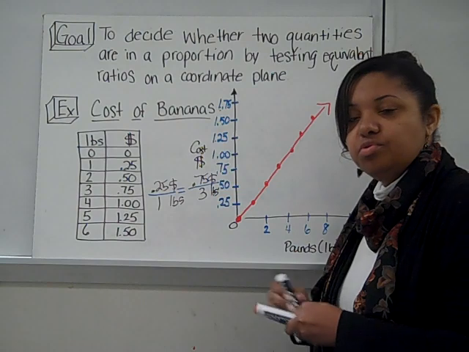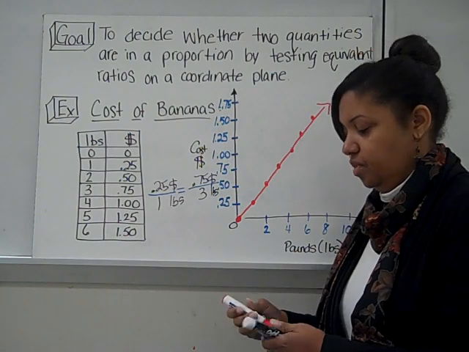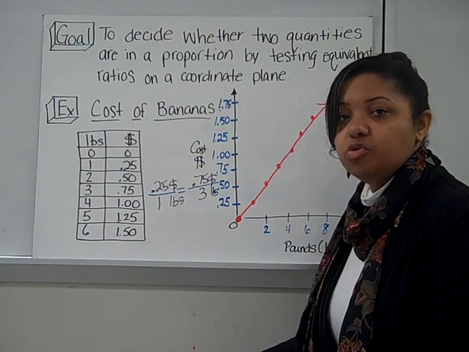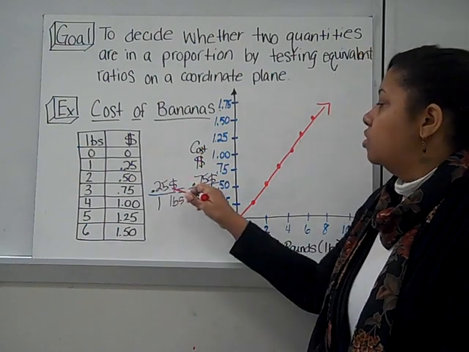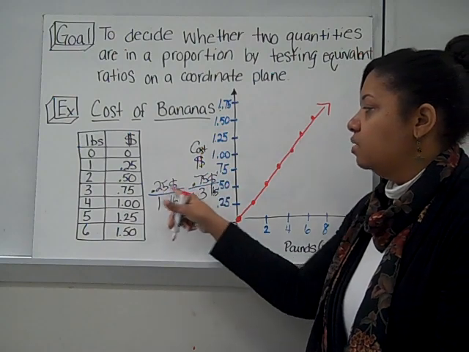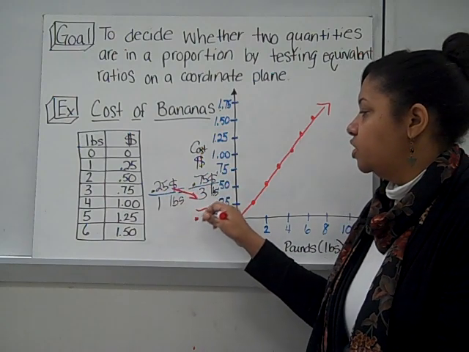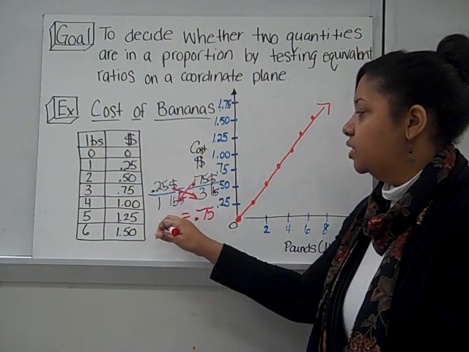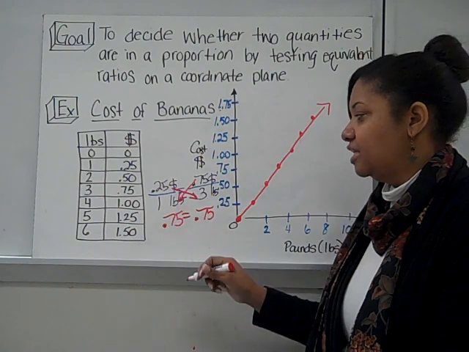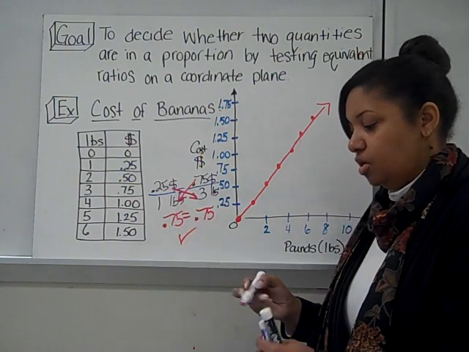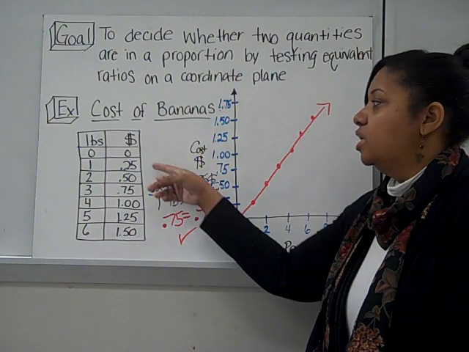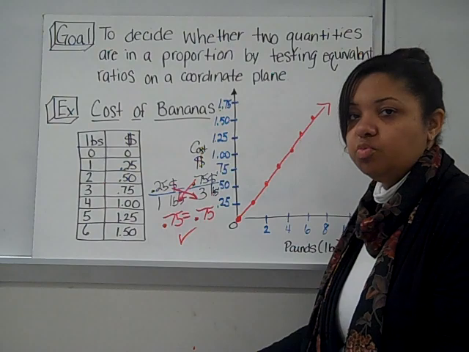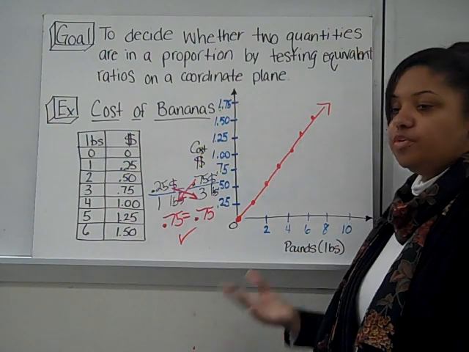So all we have to do is cross multiply. No division needed because we're just trying to figure out if they're in proportion. We're just proving it. So I'm going to cross multiply. 0.25 times 3 is 0.75. 0.75 times 1 is 0.75. Are they equal? Yes. So this graph, it is in proportion. Any data that you pick from the table is going to be in proportion. So that's basically what you're proving.